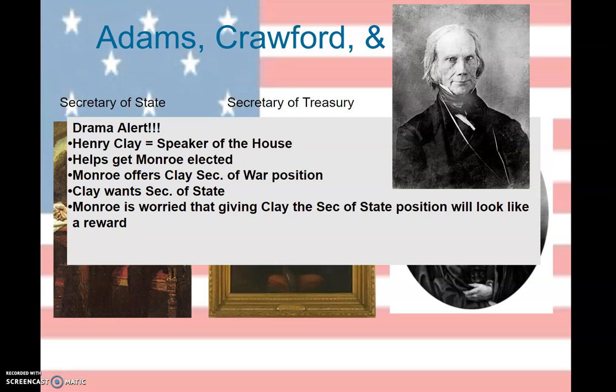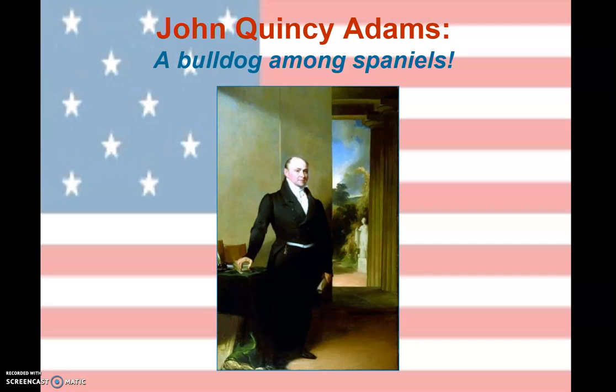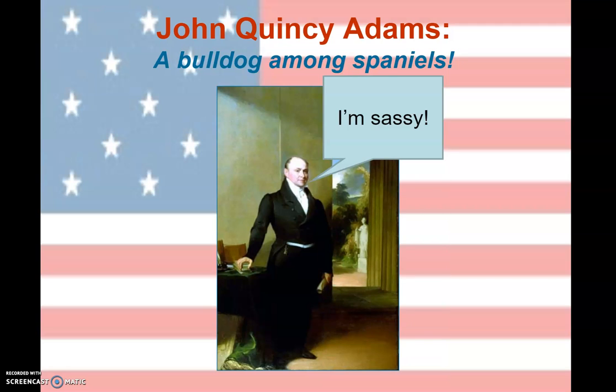James Monroe says, I'm sorry, I can't give you that, but you can be the Secretary of War. And Henry Clay says, if I'm not Secretary of State, I don't want anything. And James Monroe says, okay, you're nothing. Henry Clay is seething mad. He is angry. And this will come into play later. So just file that away. Henry Clay is really mad. John Quincy Adams, of course, is the man that James Monroe selects. John Quincy Adams, the son of John Adams, the second president of the United States. John Quincy Adams, he is small, he's compact, he's angry, and he's sassy. Sometimes referred to as a bulldog among spaniels, John Quincy Adams is quick to defend himself if he feels like he needs to, and he's a very, very feisty individual. More on him in a little bit.